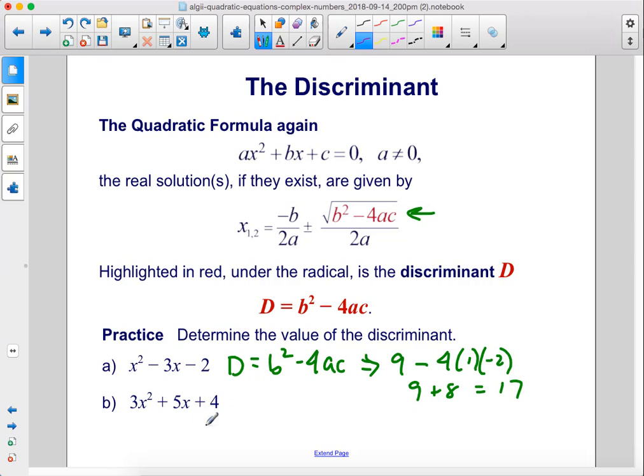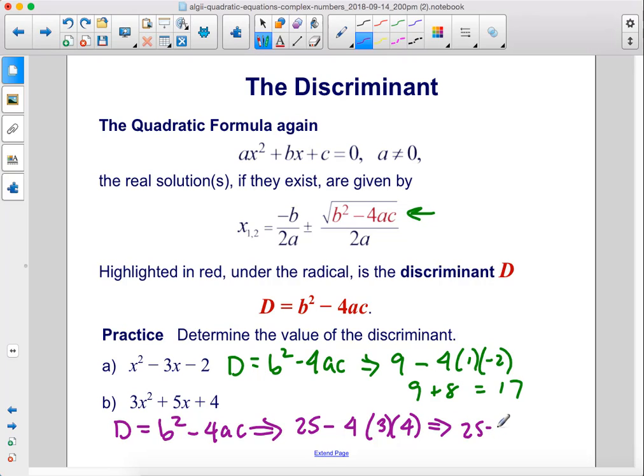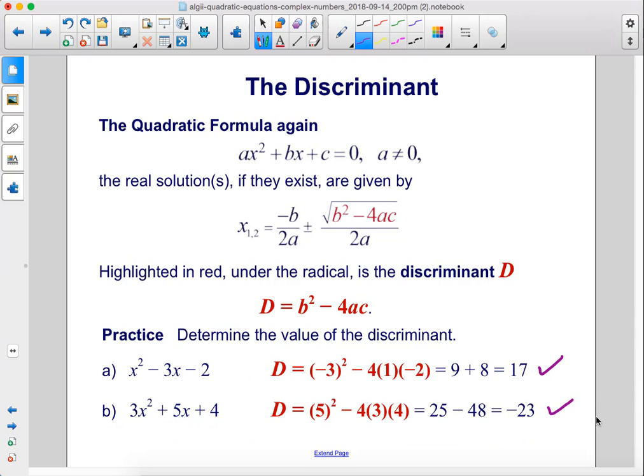All right, here, D equals b squared minus 4ac, and that equals 25 minus 4 times 3 times 4. So that is 25 minus 48, which is negative 23. So we have 17 and negative 23.